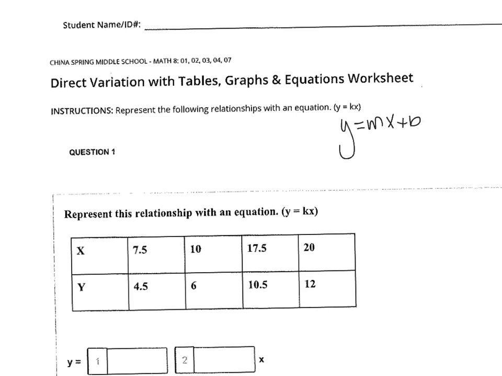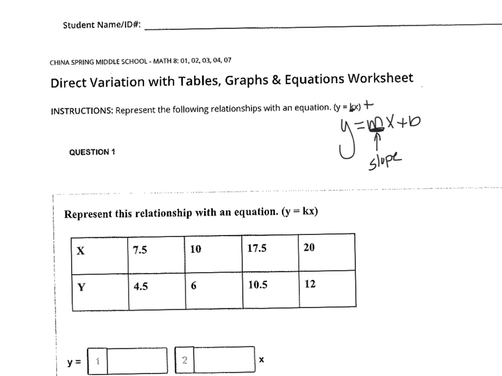Slope intercept form is y equals mx plus b, where the m is the slope and the b is where your line crosses the y-intercept. So with direct variation, it doesn't have a b. There's nothing extra. So that means it's always going to go through the origin, or it's always going to be plus 0. There's not a y-intercept, okay? But the k in y equals kx is the same as the m.